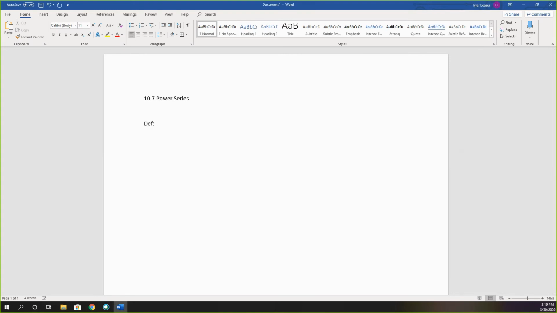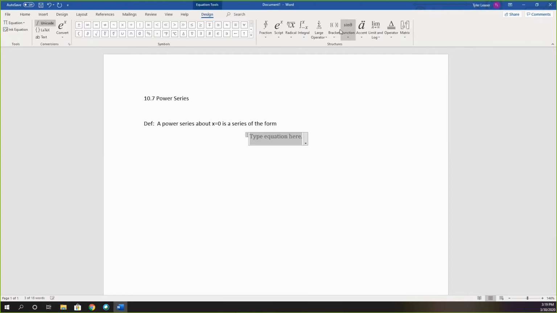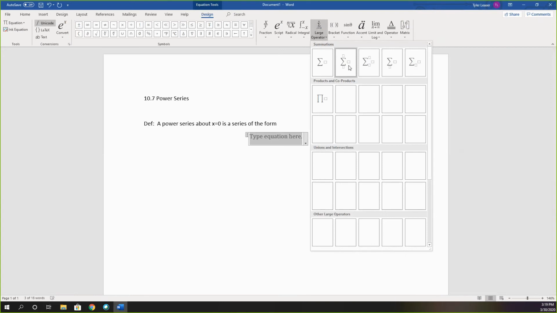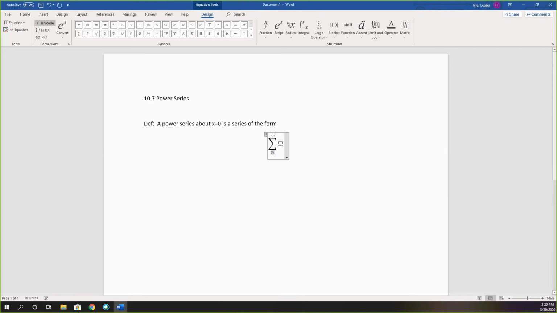So a couple of quick definitions and theorems here. So just the definition of a power series. A power series about x equals 0 is a series of the form, and then it looks like this. So if we have our infinite sum as n goes from 0 to infinity, we're going to have some constant values, and these are just any coefficients out in front, and then we're going to have these powers x to the n.